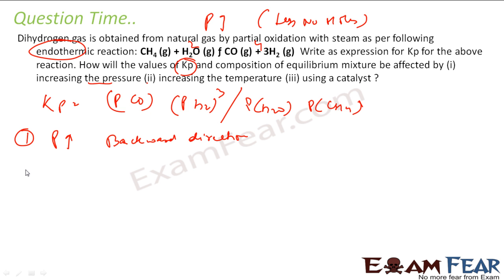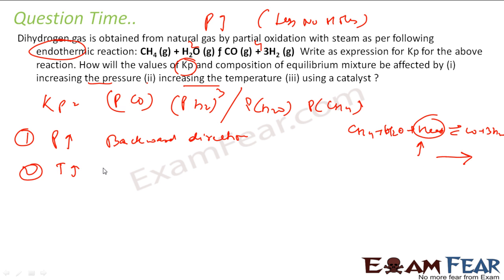That is part 1. Part 2, temperature increase. Since this is an endothermic reaction, that means you give heat. CH4 plus H2O plus heat gives CO plus H2. Since you give heat, this is an endothermic reaction. To increase the temperature, what will happen is it will go in this direction, correct? Forward direction.